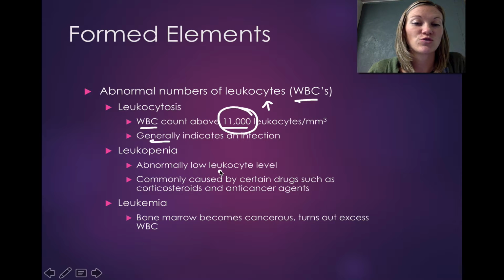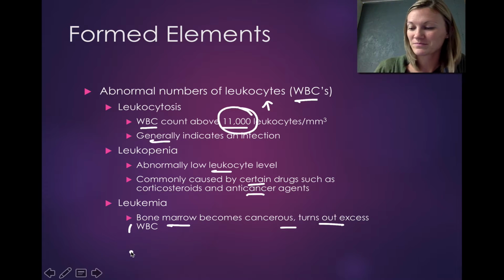Leukopenia has to do with having a low leukocyte number. This is common and it can be caused by certain drugs and anti-cancer agents that are trying to diminish your immune response. And then leukemia is basically where your bone marrow becomes cancerous, and you end up having excess white blood cells.